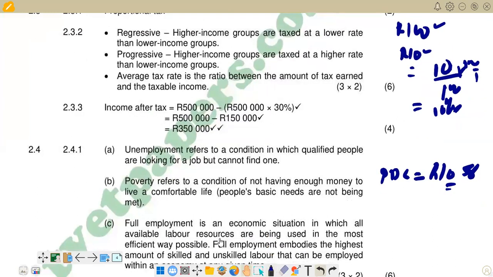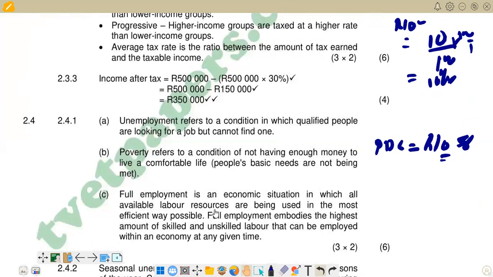The next one is asking us to explain full employment. Full employment, we are saying, is the full utilization of the labor resources that we have available in the economy. If you look at the explanation, it reads: full employment is an economic situation in which all available labor resources are being used in the most efficient way possible. So full employment embodies the highest amount of skilled and unskilled labor that can be employed within the economy at any given time. Remember, for us to achieve full employment, we should make full utilization of all the labor resources that we have.